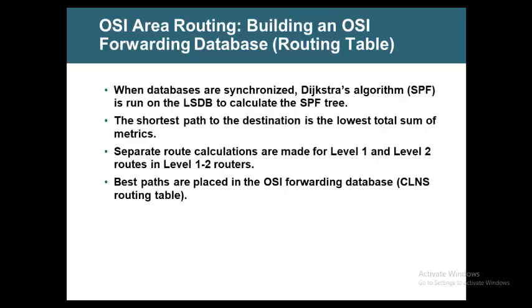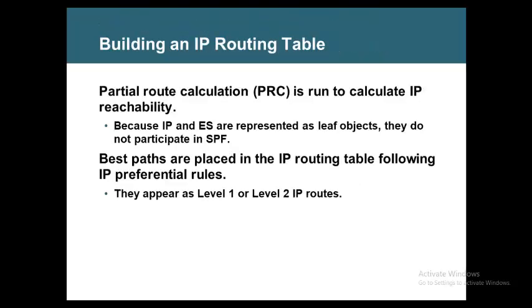If you remember in the previous class, we saw that area ID is used to find the best path in L2, whereas in L1, to find the best path, system ID is used. Best paths are placed in the OSI forwarding database, which is nothing but a routing table. Building an IP routing table. Partial route calculation is run to calculate IP reachability, because IP and end system ES are represented by leaf objects. Oh, don't worry about this end system. Let's go to the next one.